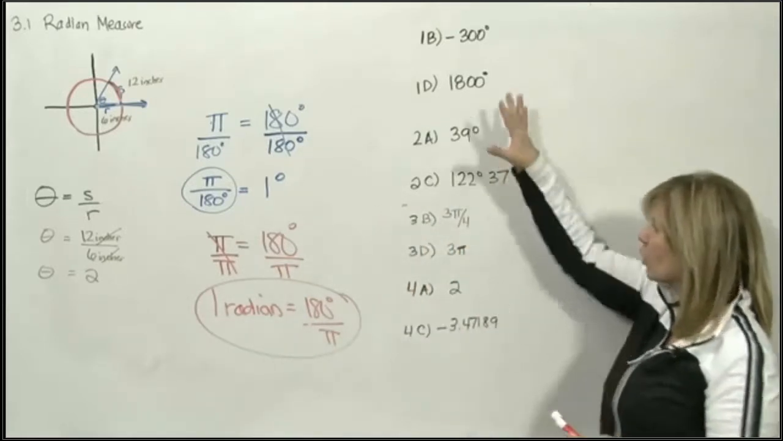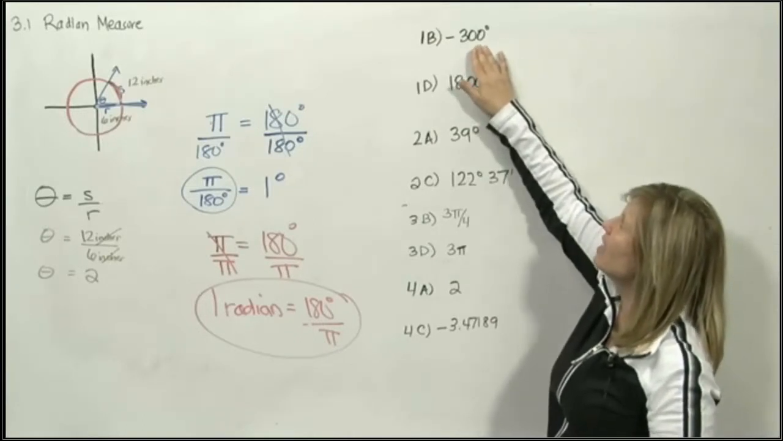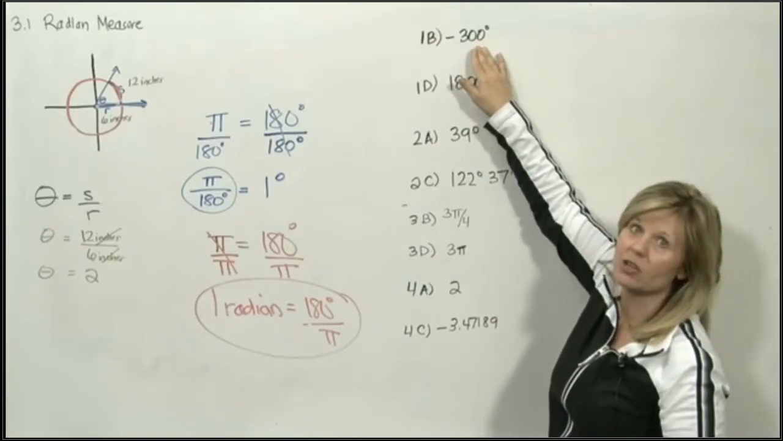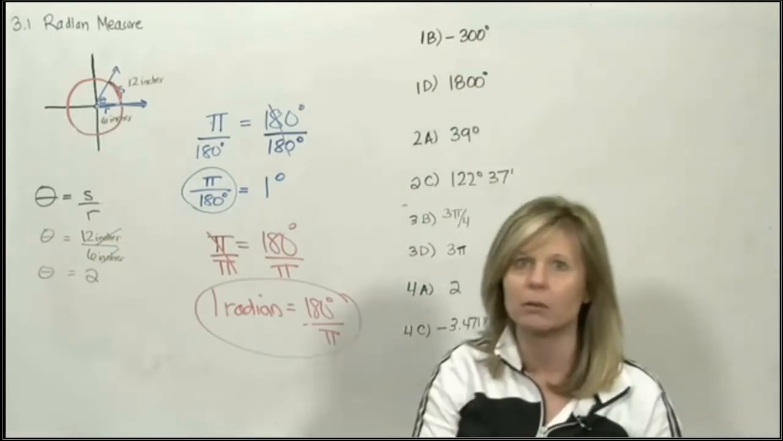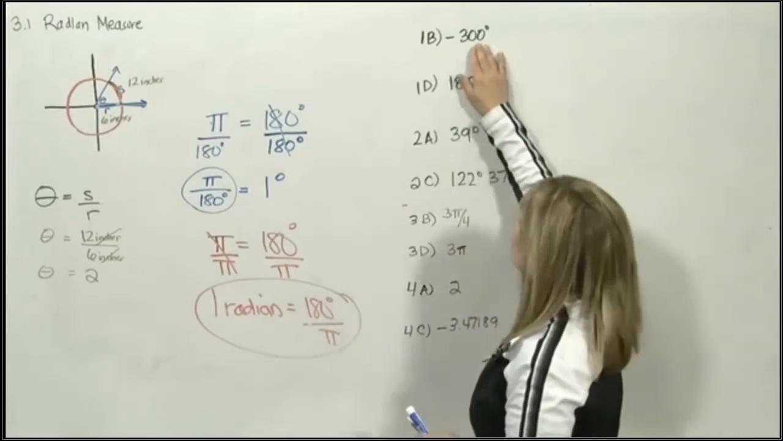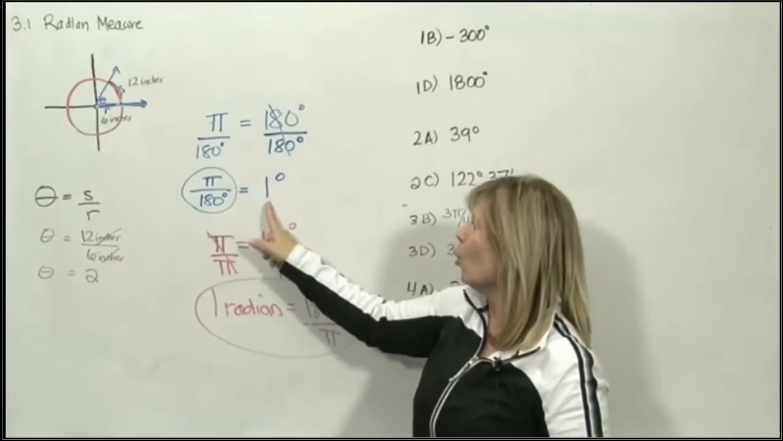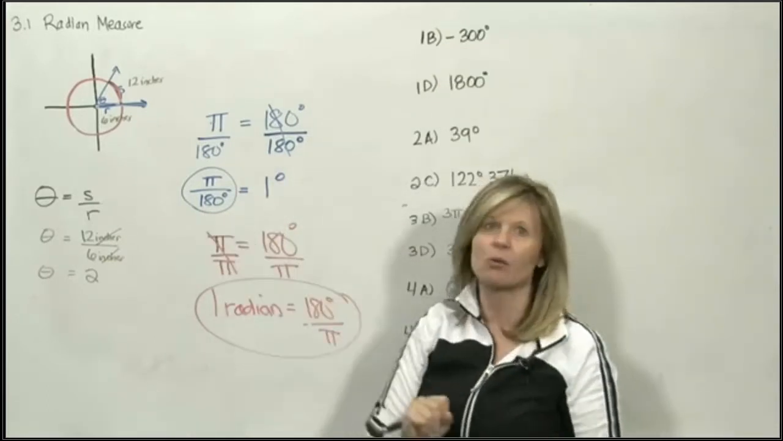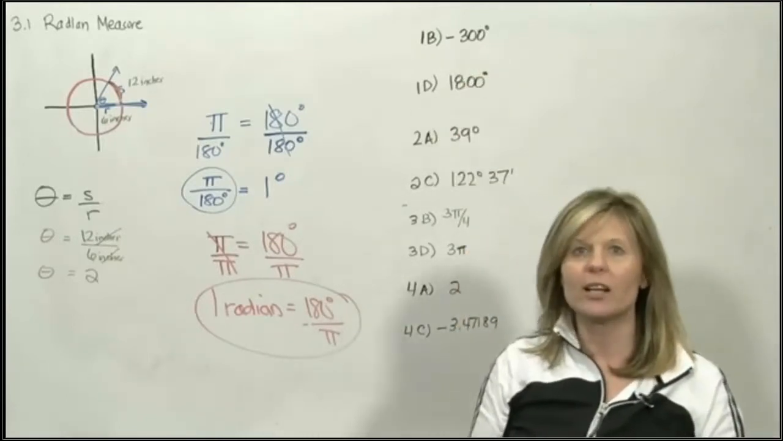All right, so let's go to our notes, and let's go to example 1B. 1B says, change to radian measure. Right now, we know that's degrees because it has a degree symbol. Okay? If I want to change degrees into radians, we're going to use this conversion. 1 degree is this many radians. I have 300 degrees. So what are we going to do with that?